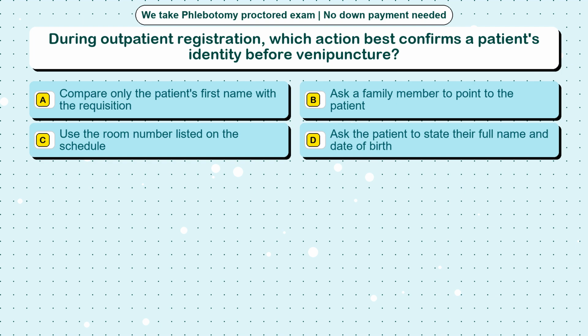Question 86. During outpatient registration, which action best confirms a patient's identity before venipuncture? Option A. Compare only the patient's first name with the requisition. Option B. Ask a family member to point to the patient. Option C. Use the room number listed on the schedule. Option D. Ask the patient to state their full name and date of birth.